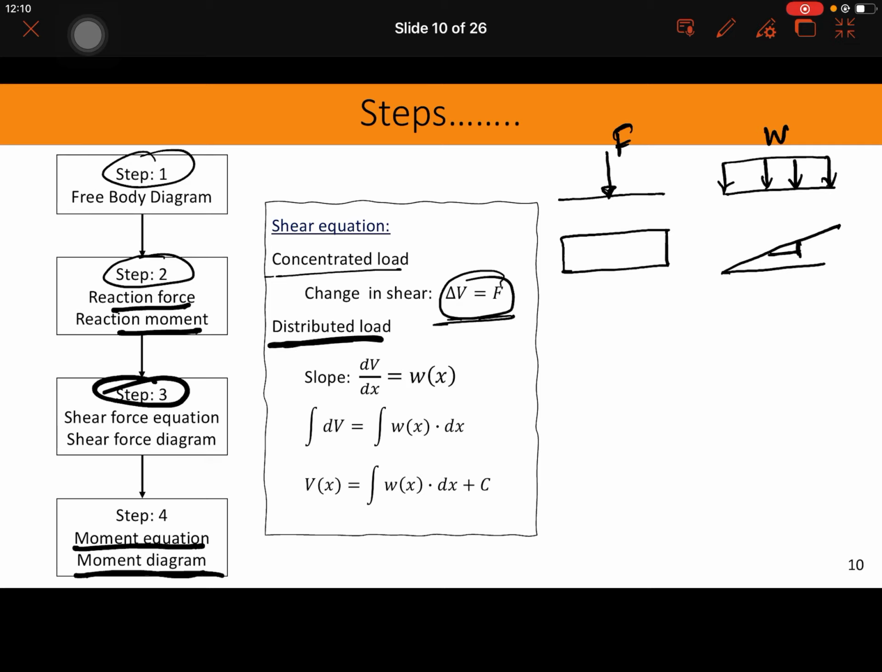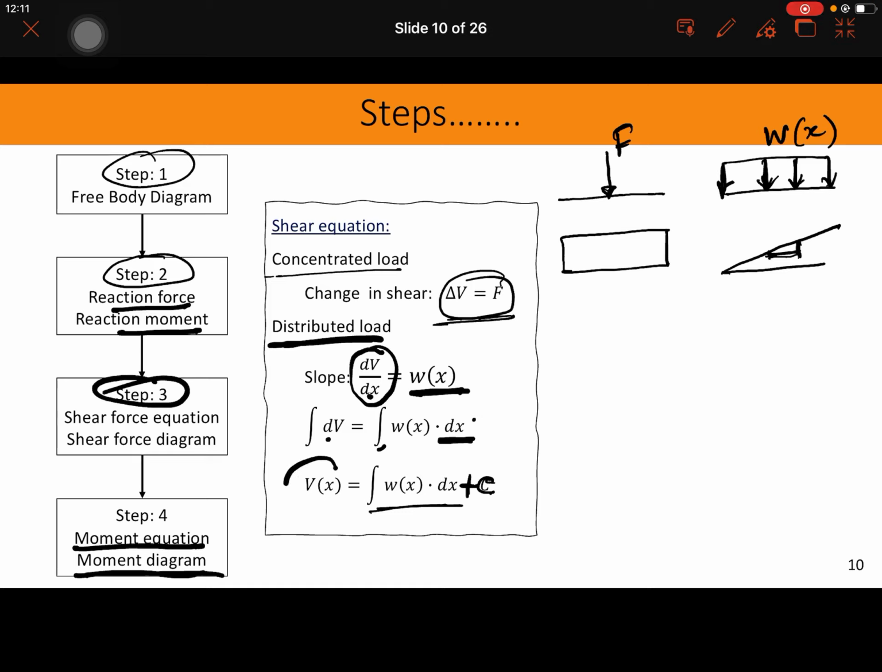However, if you have a distributed load W, then the slope of the line in the shear force diagram would be nothing but dV divided by dx, which is W(x), the distributed load. Now if I take the integration on both sides, I'm sure you all know from calculus class, the integral of dV equals the integral of W(x) times dx. So the integration would give V(x) equals the integral of this term plus an integration constant C. We have to determine that constant using a boundary condition. We'll see how to determine that.